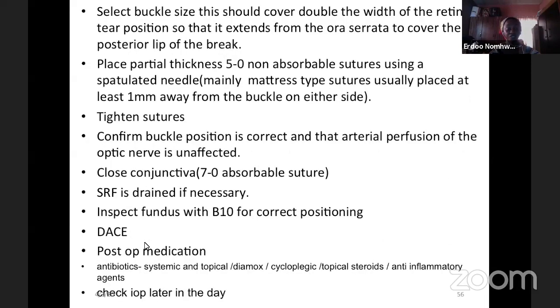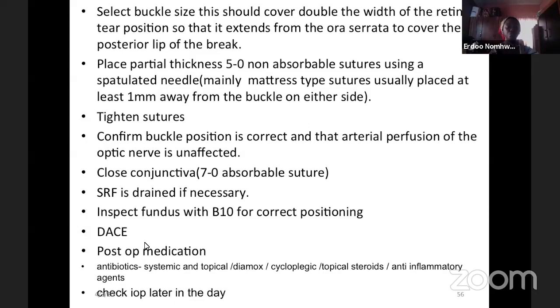Before then, you would have had all your explants available. So you select the one you're going to use, and you cover double the width of the retinal tear position so that it extends from the ora serrata to cover the posterior lip of the break. Then, using your partial thickness 5 non-absorbable sutures and a spatulated needle, you place your mattress sutures at least 1 millimeter away from the buckle on either side.